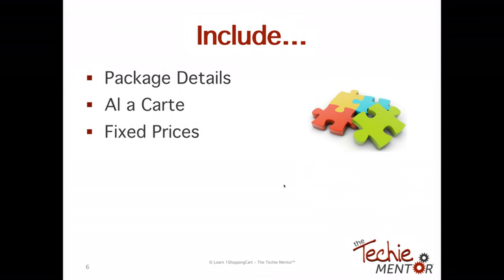Once again, anytime you do packaging, whether you're packaging One Shopping Cart or WordPress or Infusionsoft or any of those other tools, you need to make sure that you include your package details. What exactly are they getting and for how much? And you should also talk about when you can deliver that. So package details, any a la carte items, and also fixed prices. What this allows you to do is just have a package. So you're not talking, okay, well, how long does it take you to get it done? Because you're not going to have to track time, because you're selling your expertise and not your time.